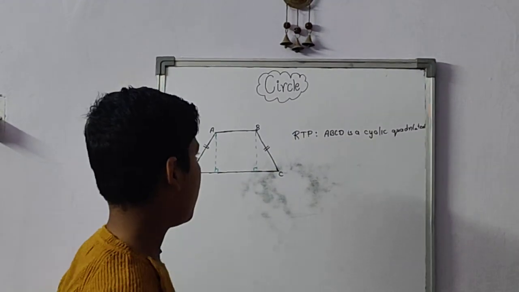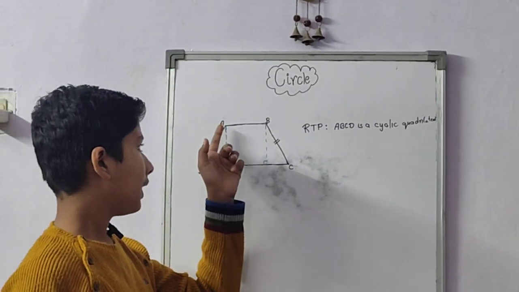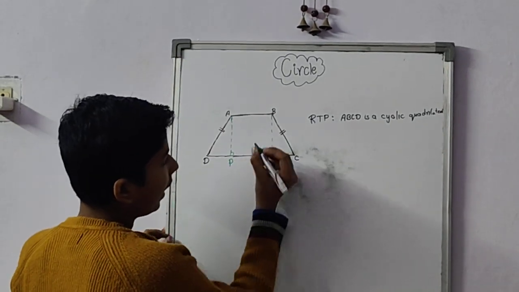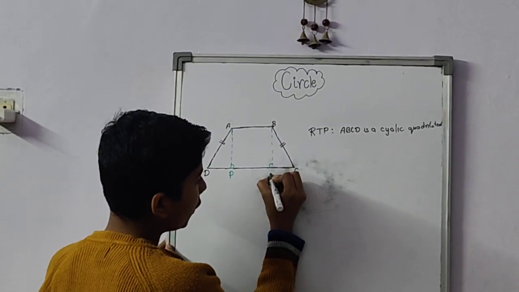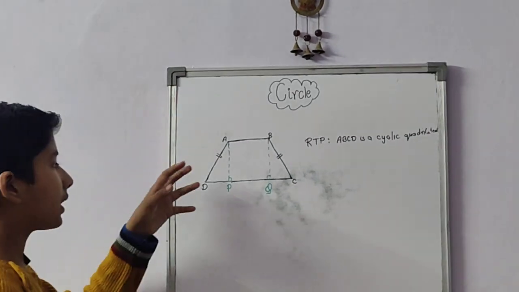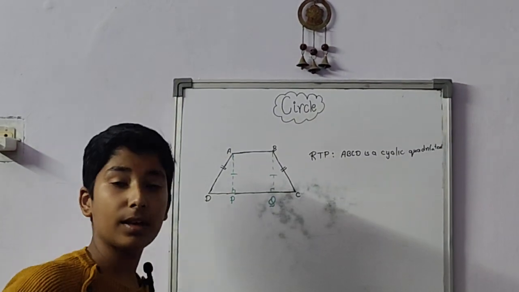It is also 90 degree. Now what have I done? I've just extended A to the point P and the point B till the point Q. Okay. So firstly we'll see. Firstly I'll write that these two sides are equal.